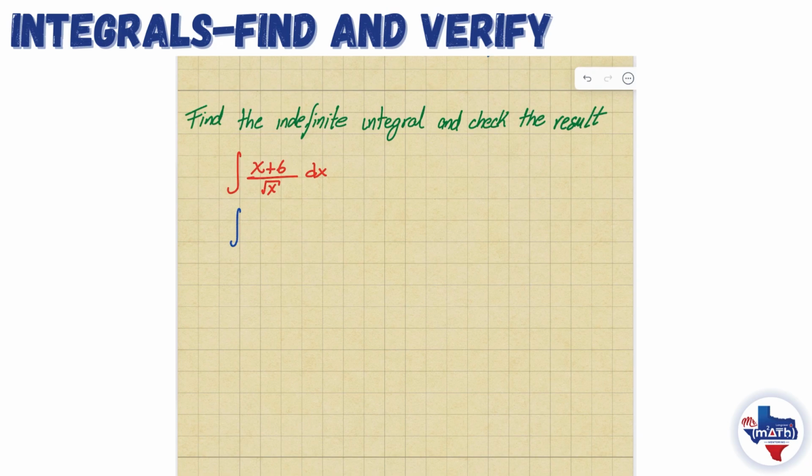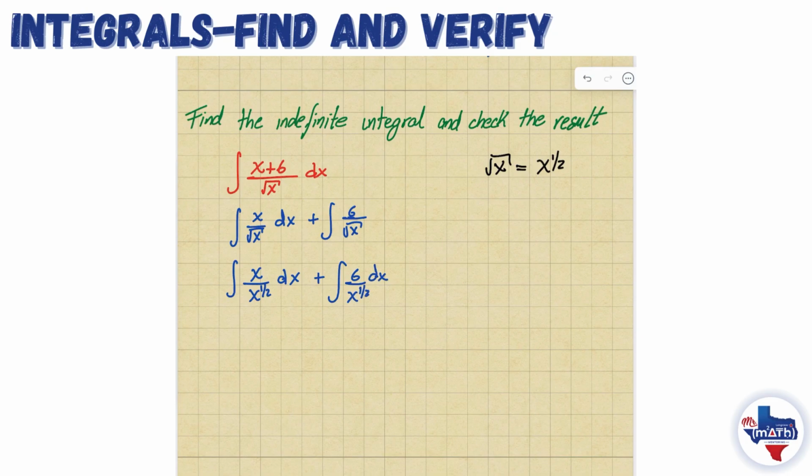Okay, we'll have the integral of x divided by the root of x dx plus the integral of 6 divided by the root of x. Couple things, let's remember that the root of x is equivalent to x to the 1/2. So we'll have x divided by x to the 1/2 dx plus 6 divided by x to the 1/2 dx.